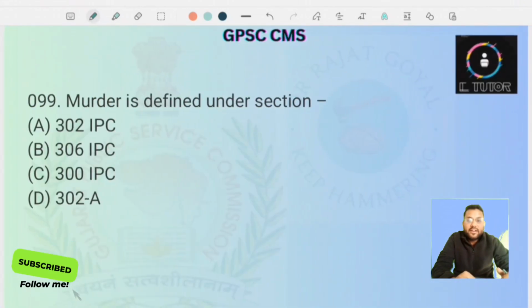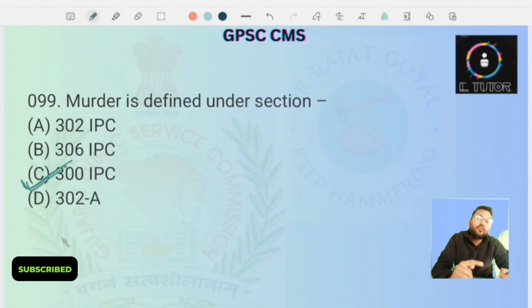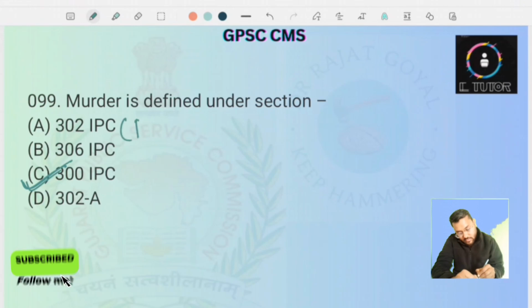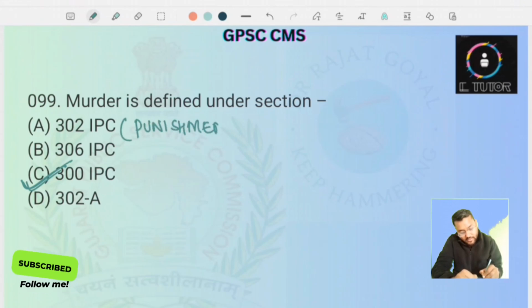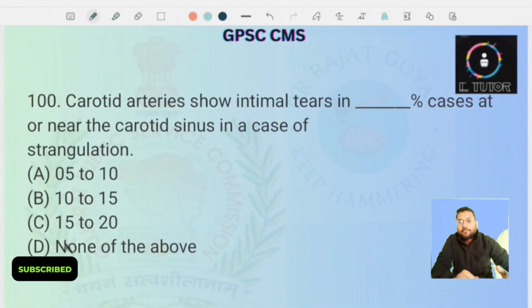Murder is defined under the section. So this is again a direct question. Answer will be 300 IPC if we talk about the definition of the murder. But if we talk about the punishment related to the murder, then 302 IPC. Punishment of murder. And 300 is the definition of the murder.